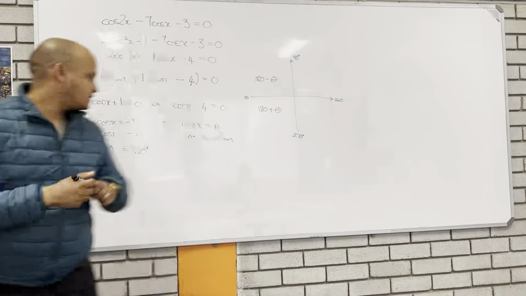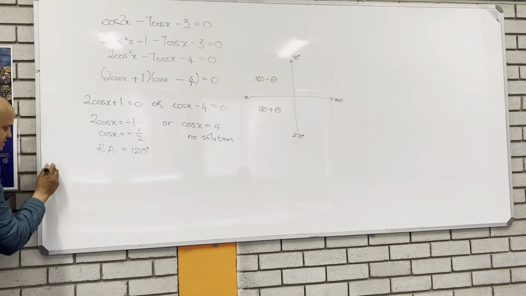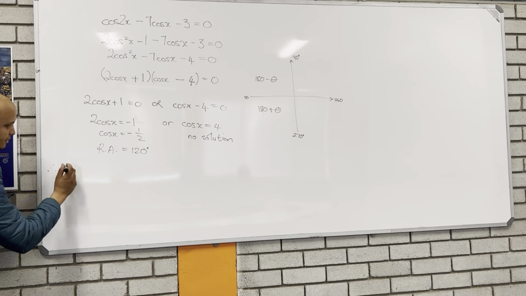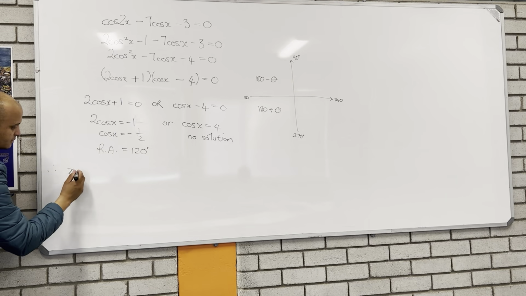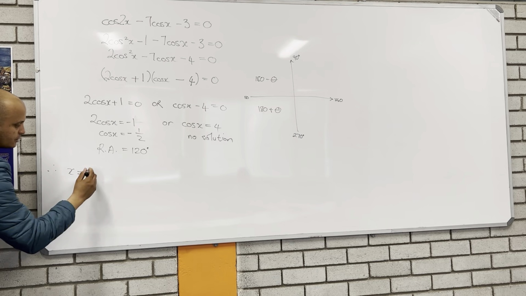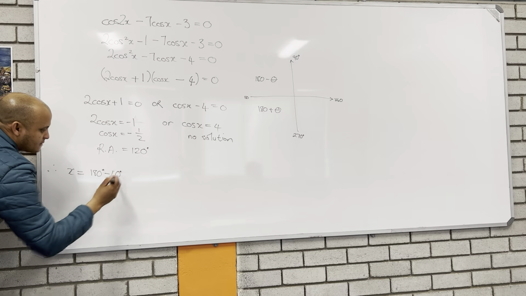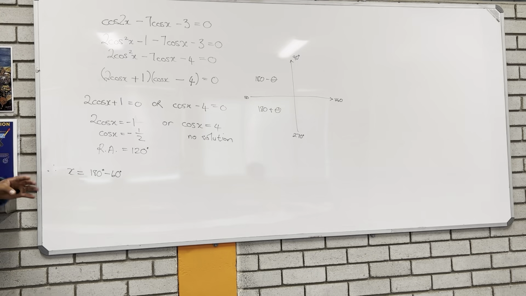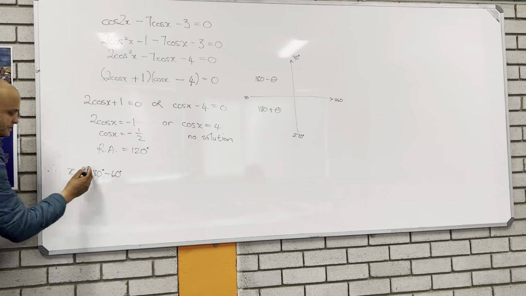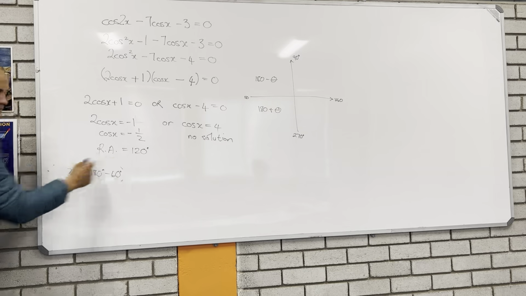Okay, let's do it quickly. This means that x is going to be equal to 180 degrees minus 60 degrees. So remember, it's going to be a reference angle plus 360k. If I put this in brackets, this equals my reference angle.